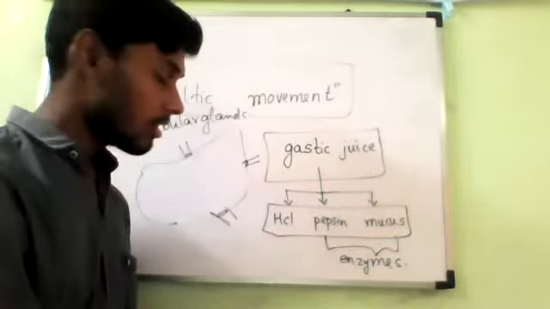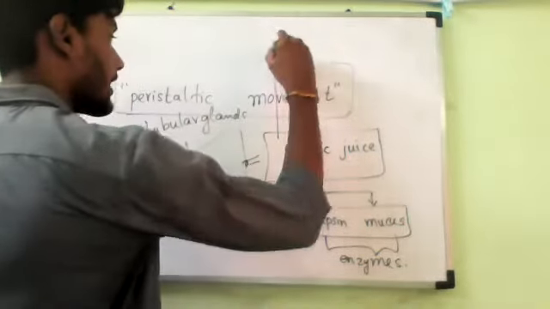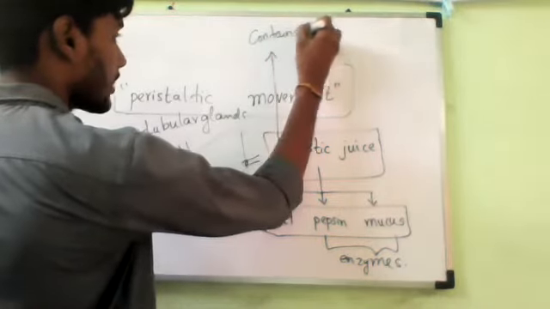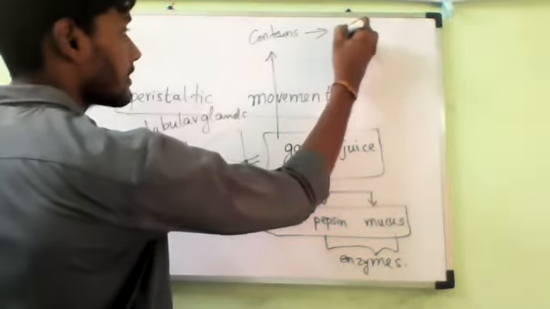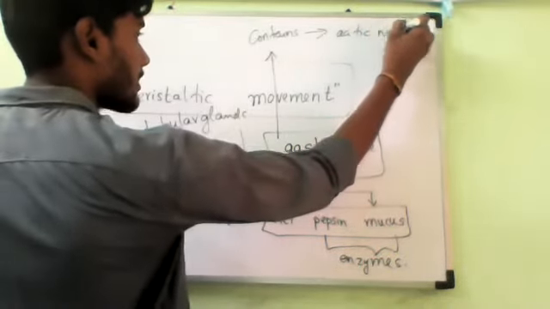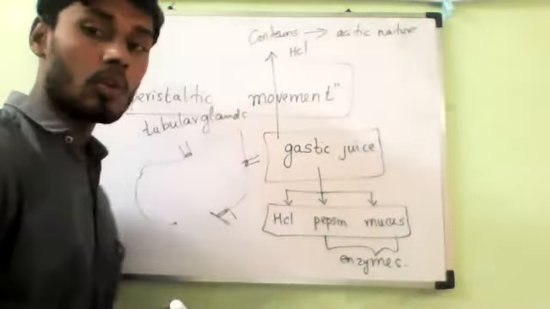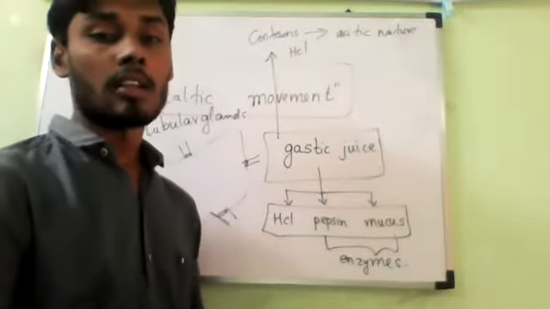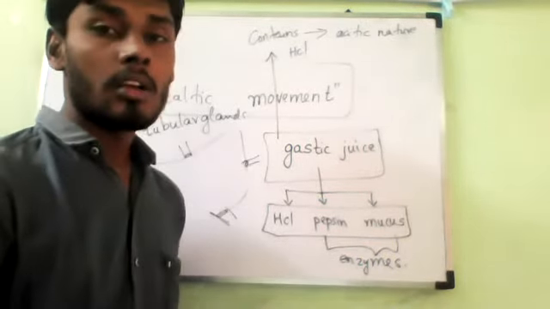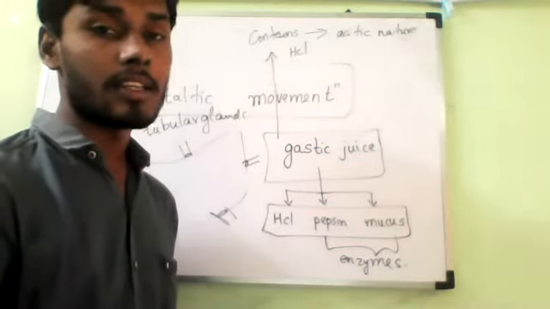Chemistry. Acidic, very, very acidic in nature. This gastric juice contains hydrochloric acid. So the nature of this gastric juice is acidic. Because why? It contains hydrochloric acid. Very, very important thing: because of this hydrochloric acid, it is acidic in nature.